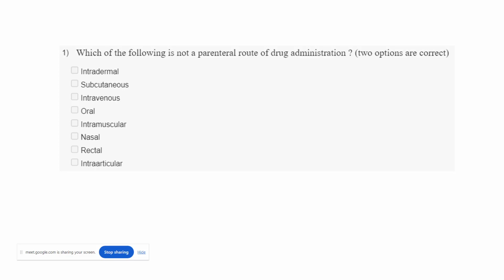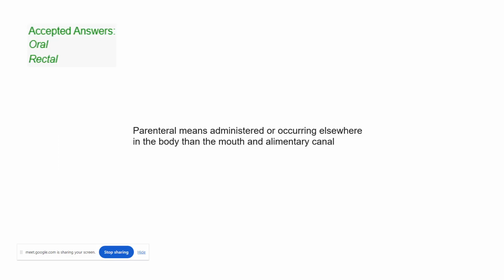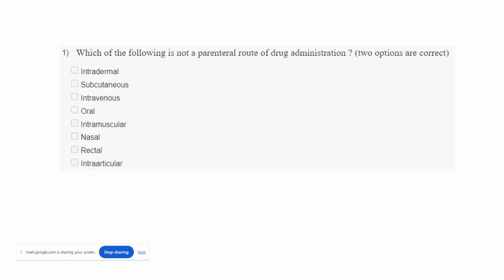Okay. Oral and rectal are the correct options. Parenteral here means something that is administered or occurring elsewhere other than the mouth or the alimentary canal. So all the options apart from oral and rectal are parenteral routes. So these two options will be the correct answer.